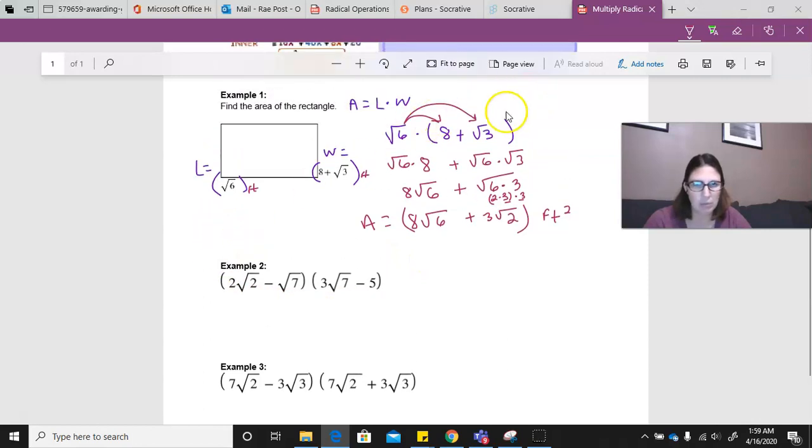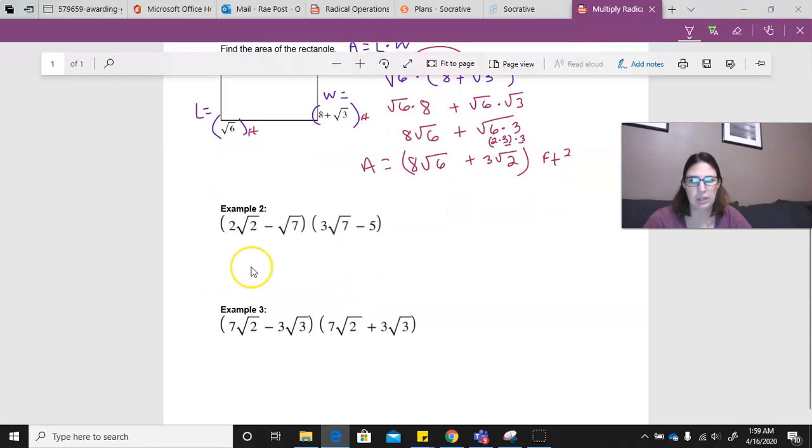Same process here. We're going to FOIL this one out. So let's go ahead and get started here. You guys should see that your very first step should be to multiply the first terms together. So you're going to have 2 times the square root of 2 times 3 times the square root of 7. Okay? And then you're going to do it again. Then you're going to multiply the two terms on the outside. So then you're going to have, this is a negative 5, so I'm going to use a negative right here.